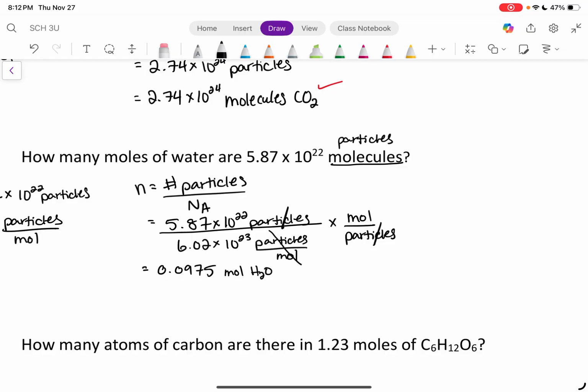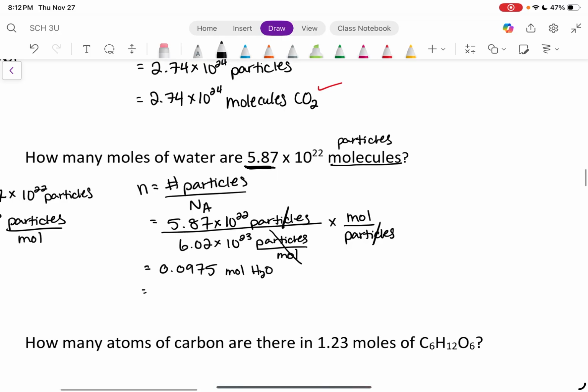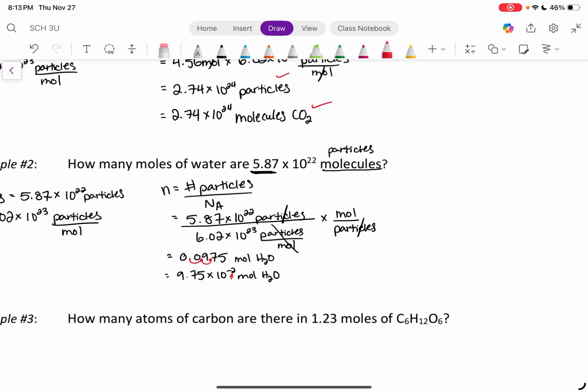Now, I had 3 sig figs to start with. I want 3 sig figs to end with. So a lot of times you might see this expressed in scientific notation, 9.75 times 10 to the negative 2 mole of water. All you have to do to get from here to there is move the decimal over. 1, 2. Every time I move the decimal over, I increase the exponent. And if I'm moving to the right, they are negative. If I'm moving the decimal to the left, they are positive. So that's how I end up with 9.75 times 10 to the negative 2.